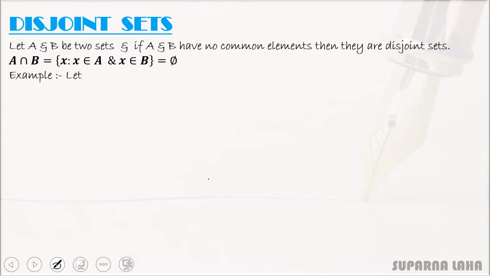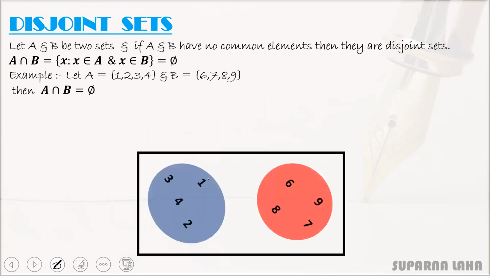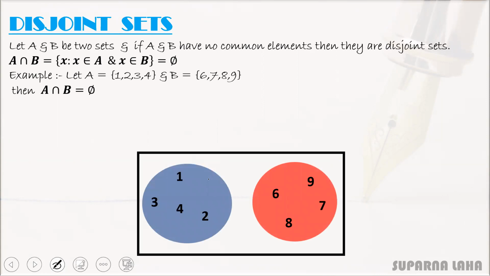Okay, so let's take the same example. Just remove the common member 5. So A is 1, 2, 3, 4 and B is 5, 6, 7, 8, 9 except this 5. So this set is 1, 2, 3, 4 and 6, 8, 7, 9. So A intersection B is empty. There is no common element between these two sets. This is A and this is B. This is the universal set. So since they don't have any common element, we will call them disjoint.